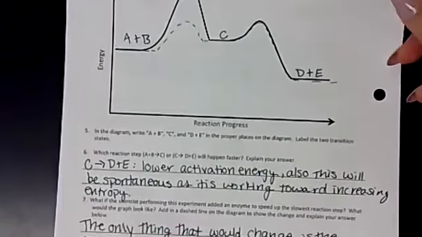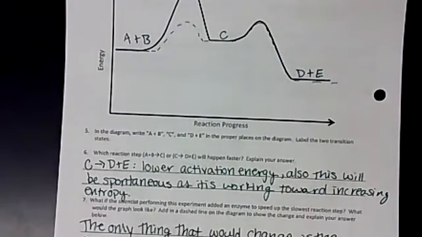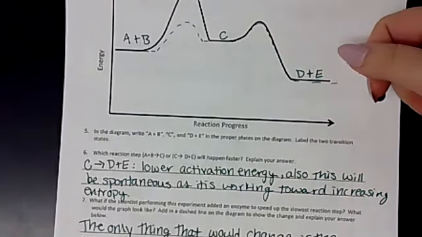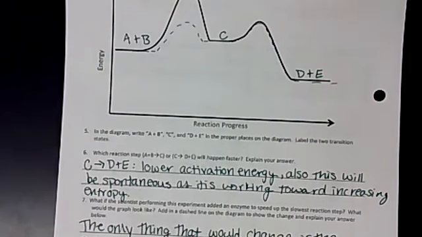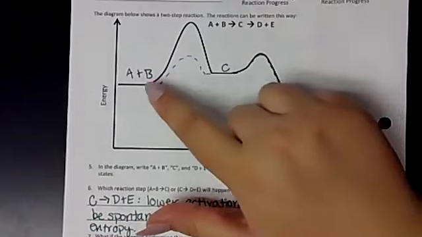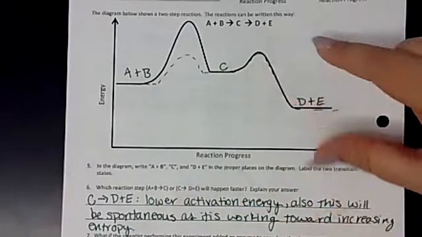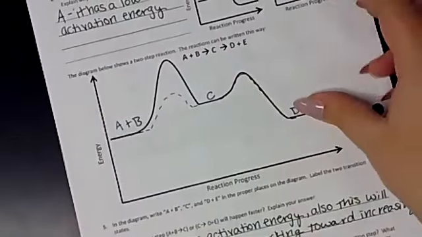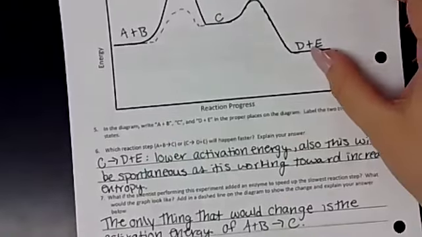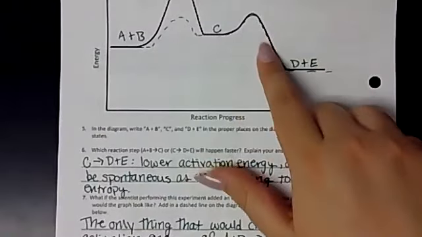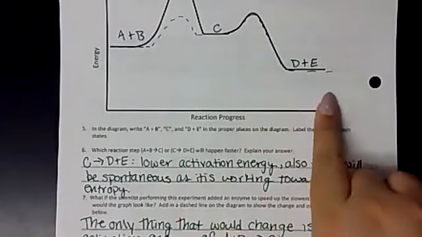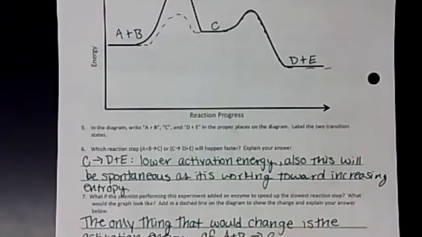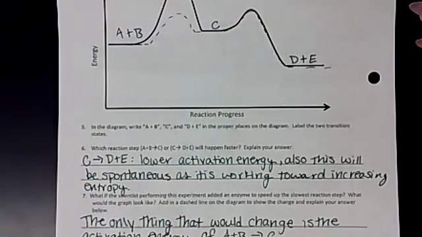So then it says which reaction step will happen faster. So C going to D plus E will happen faster. This is going to be because it has a lower activation energy. So if we look up here, A plus B going to C has a much higher activation energy than C going to D plus E. And also it is going to be spontaneous. Because this is an exergonic reaction, right, we have a reactant that has more energy than our product. So exergonic reactions are going to be spontaneous. So that means it is going to happen faster as well.